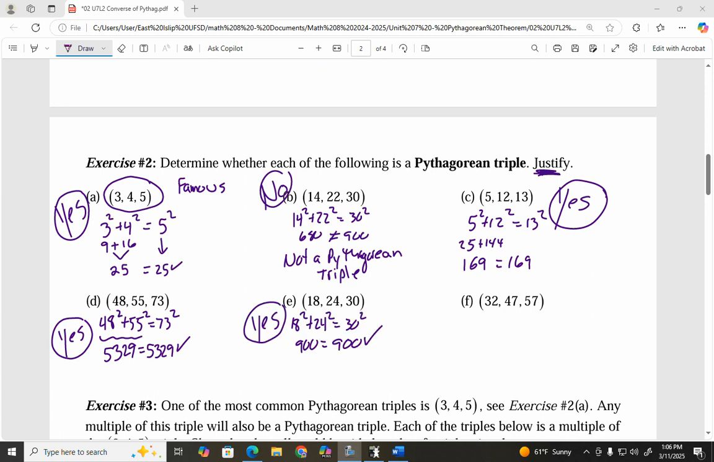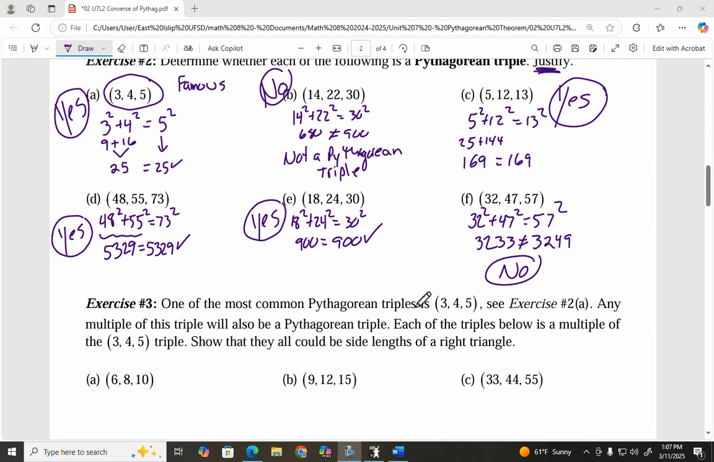So letter E also turned out to be yes, because each side turns out to be 900. And letter F is not a Pythagorean triple. Both sides didn't turn out to be the same.